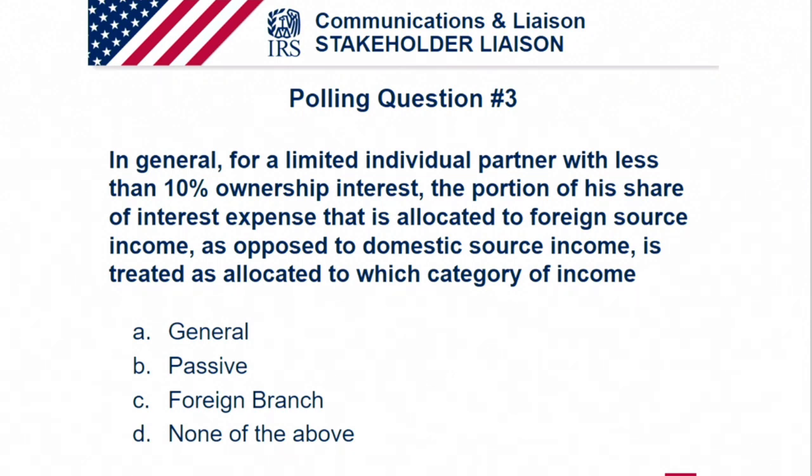I'll read that one more time. In general, for a limited individual partner with less than 10% ownership interest, the portion of his share of interest expense that is allocated to foreign source income as opposed to domestic source income is treated as allocated to which category of income? Is it A, general, B, passive, C, foreign branch, or D, none of the above? Let's take a moment and click the radio button that best answers the question, and I will give you a few more seconds to make your selection.